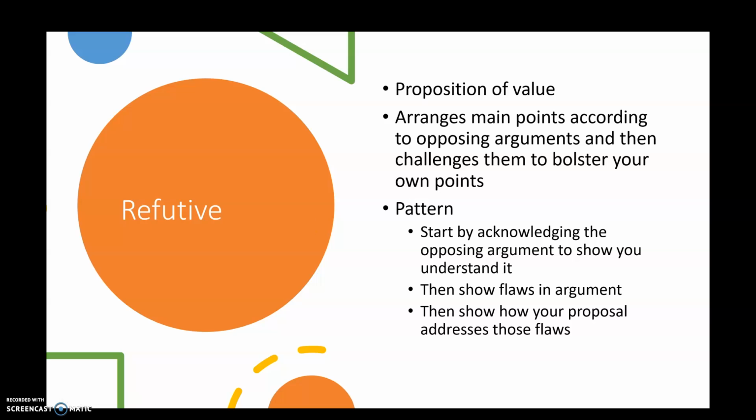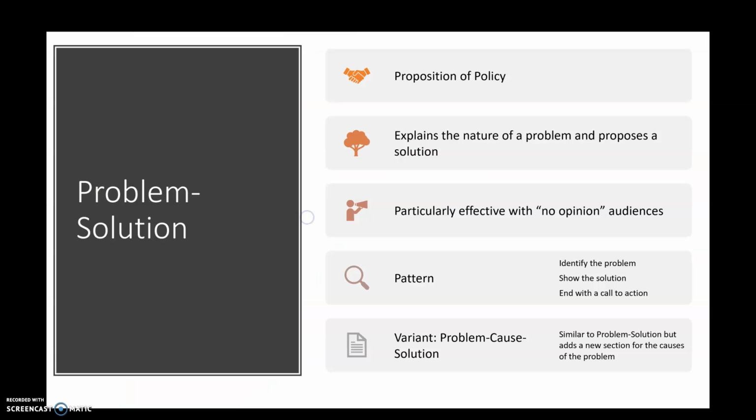Refutative is also a proposition of value, and it arranges main points according to opposing arguments and then challenges them to bolster your own argument. So you can start by acknowledging the opposing argument to show you understand it, and then show flaws in the argument, and then show how your proposal addresses those flaws. And you'll do that pattern for each major piece of evidence that you have.